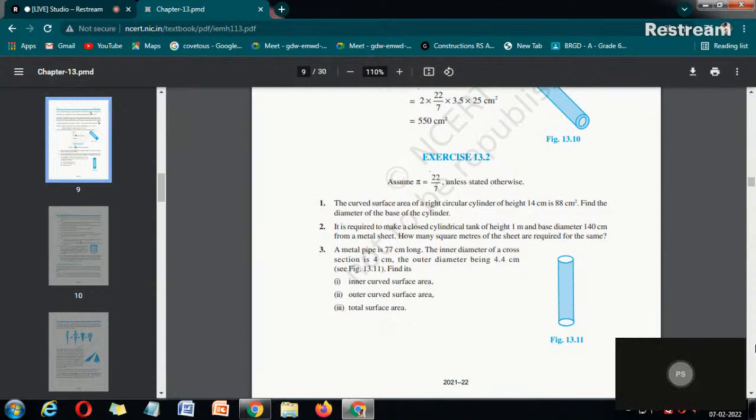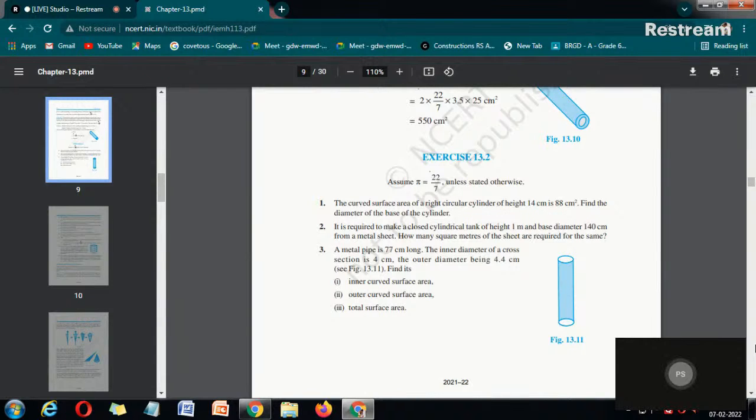Find the inner diameter, which is 4 centimeter. So the outer diameter, the inner diameter is 4. Outer diameter is how much? Outer diameter is 4.4 centimeter.